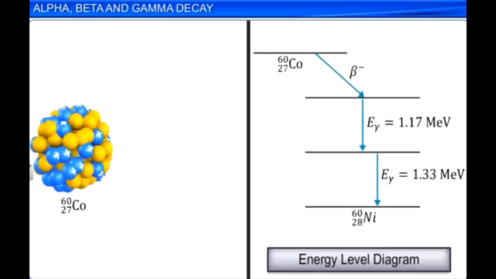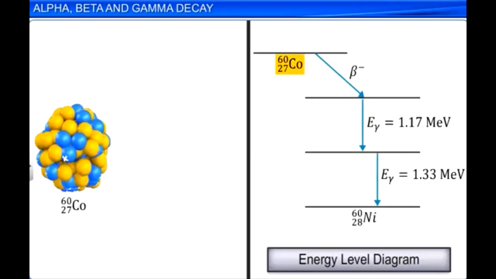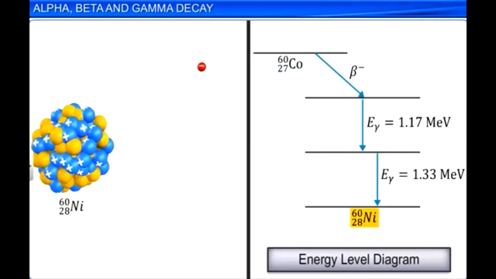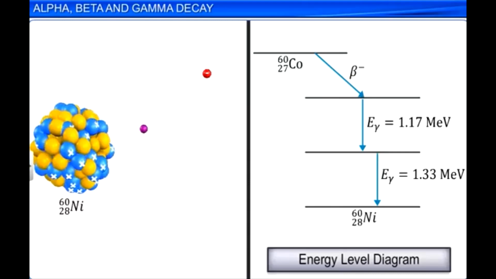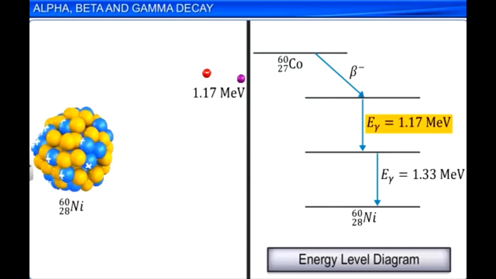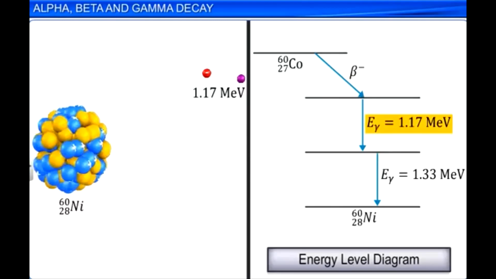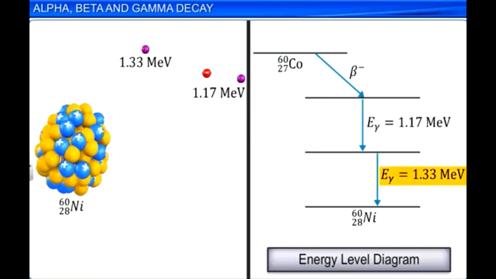For example, a cobalt-60 nucleus transforms into nickel-60 by beta minus decay. This nickel-60 nucleus is in an excited state and comes to its ground state by successive emission of 1.17 MeV and 1.33 MeV gamma rays.